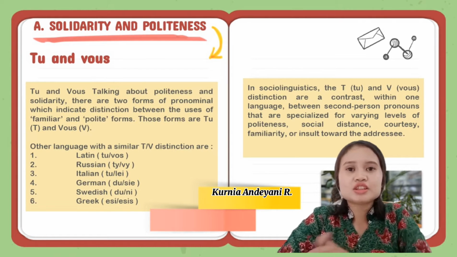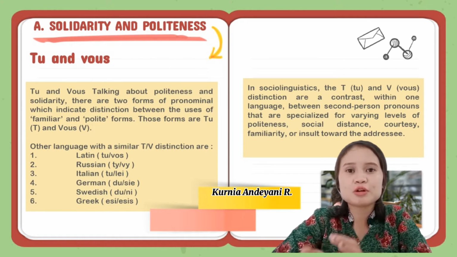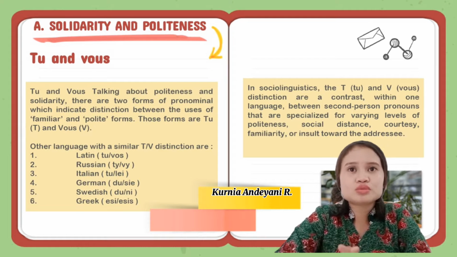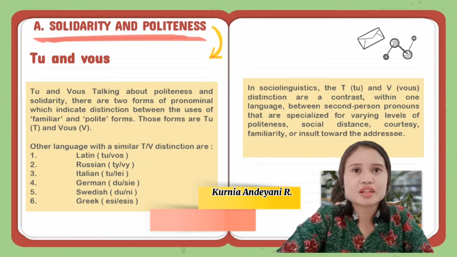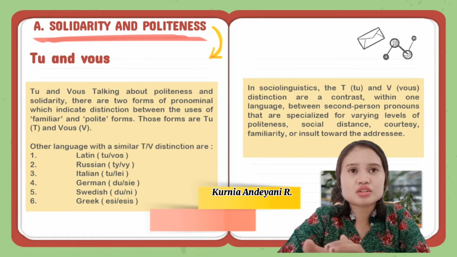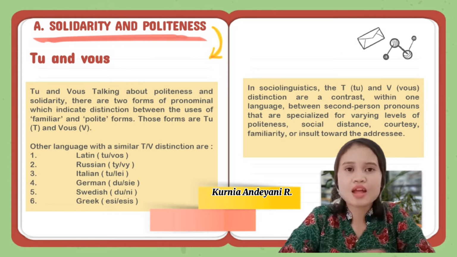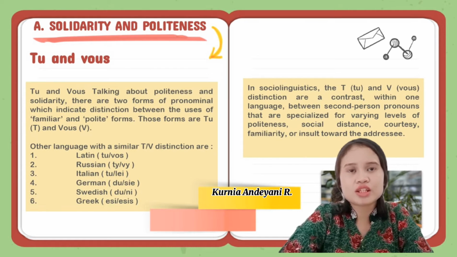So, what are T and V? T and V talk about politeness and solidarity. There are two forms of pronominals which indicate distinctions between the uses of familiar and polite. Those forms are tu or T and vos or V. There are some languages with a similar T or V distinction.